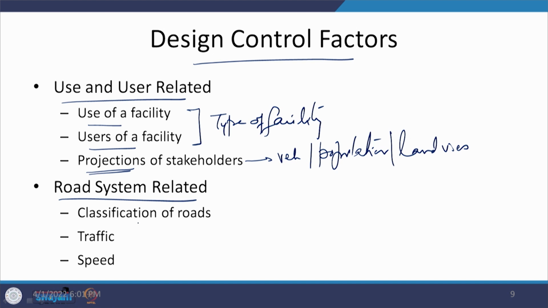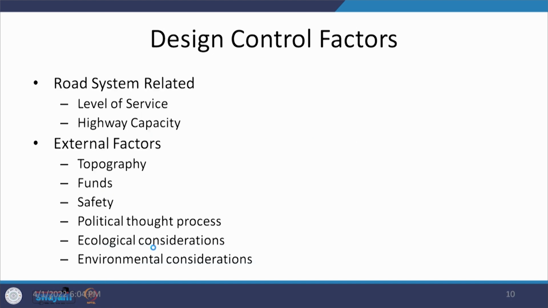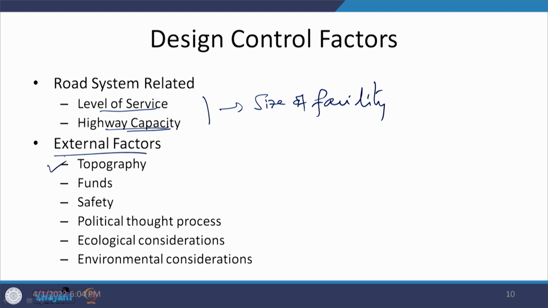Another broader categorization which is going to be there is related to the road systems. Here we will be talking about the classification of roads, the traffic related aspects, the speed related aspects, the level of service of a facility which is going to be provided, and the capacity which is there, and these things are going to define the size of a facility which needs to be provided with respect to the traffic volume which we talked about in the previous slide, which is also going to be an input here. And lastly, I have capped the rest of the factors as external factors, wherein we will be talking about the terrain or the topography.